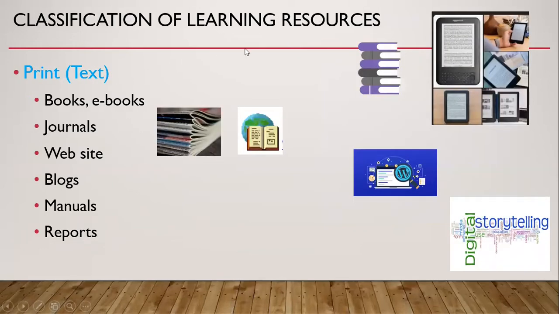This is the classification of learning resources. It can be divided into print or text and non-print resource. Print resources or text resources include books and e-books, journals, websites, blogs, manuals, and reports. Books may be printed books or e-books. Journals may be printed journals or e-journals.